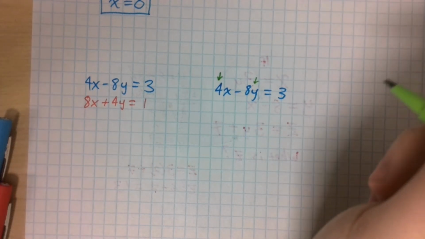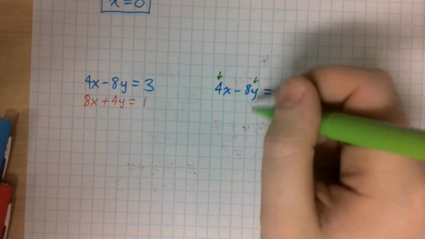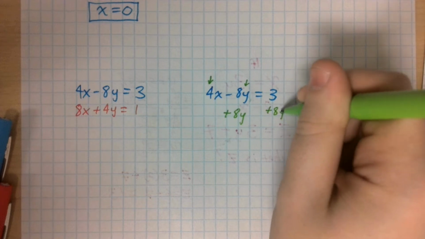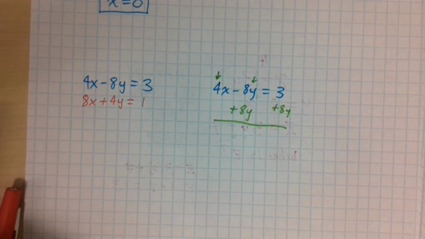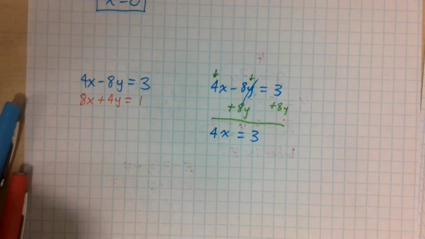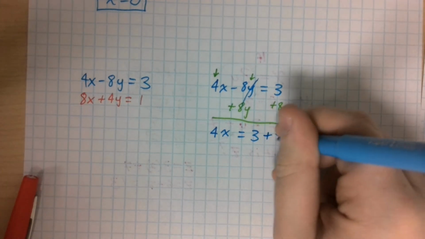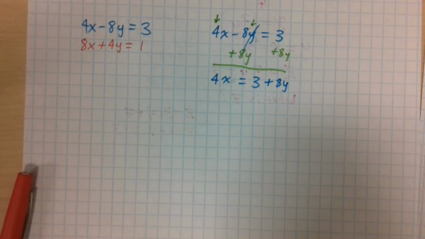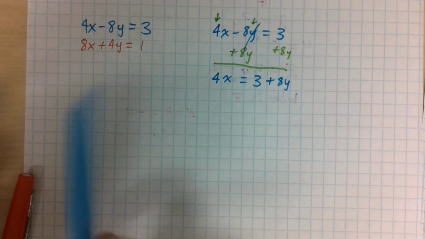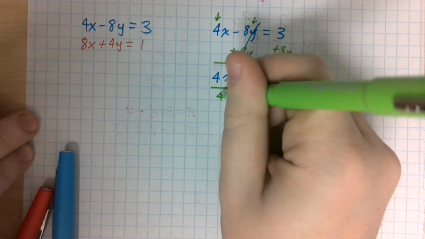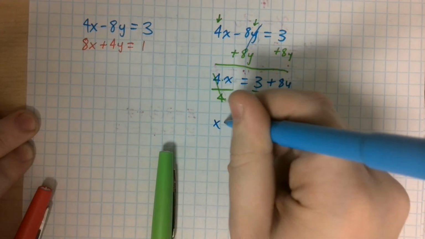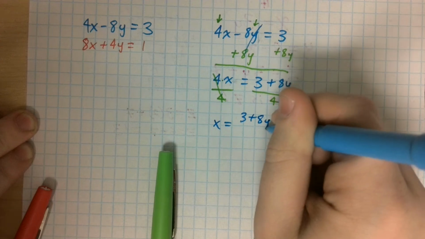This 8y is attached by subtraction. We always get rid of addition and subtraction first. So to get rid of minus 8y, we are going to add 8y to both sides. When we do so, we get 4x all by itself equals 3 plus 8y. X is almost by itself at this point, but not quite there. We need to get rid of the 4. How do we do it? Let's divide both sides by 4 since it's being multiplied here. We end up with x equals (3 plus 8y) over 4.